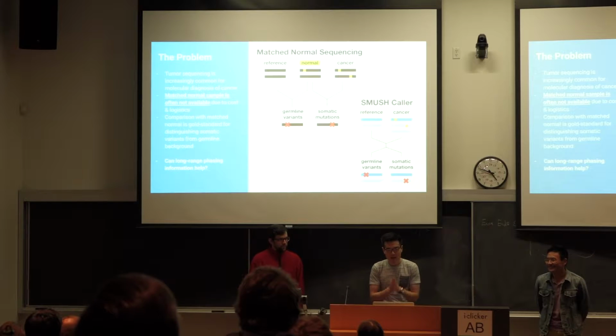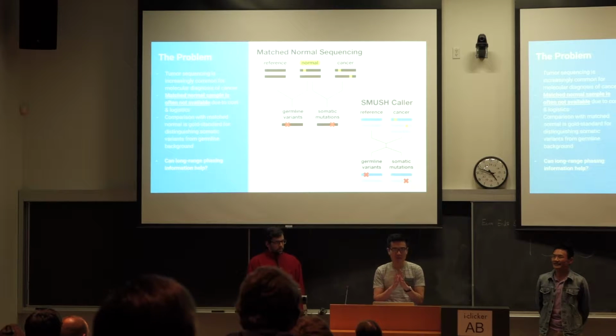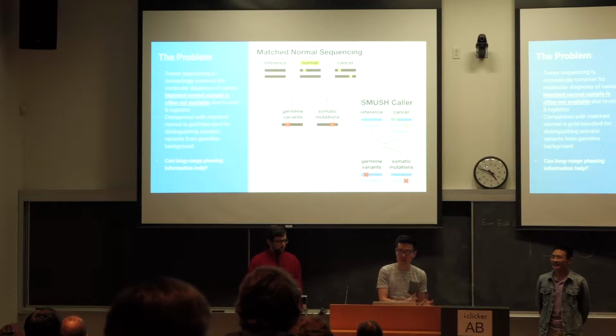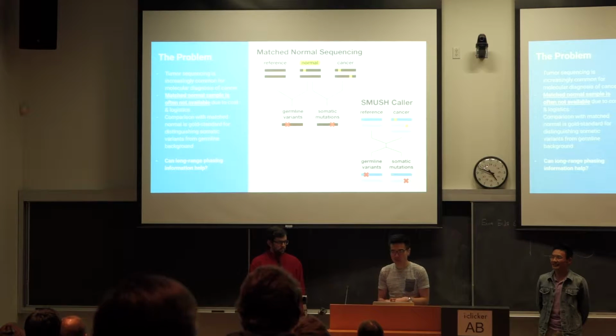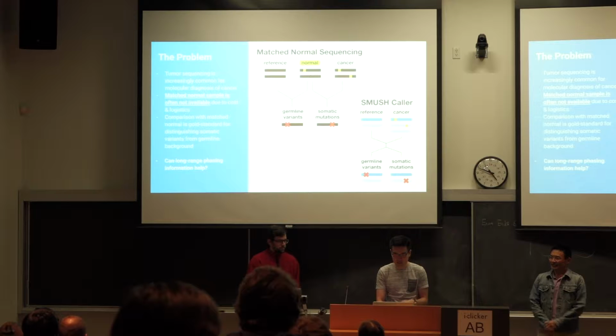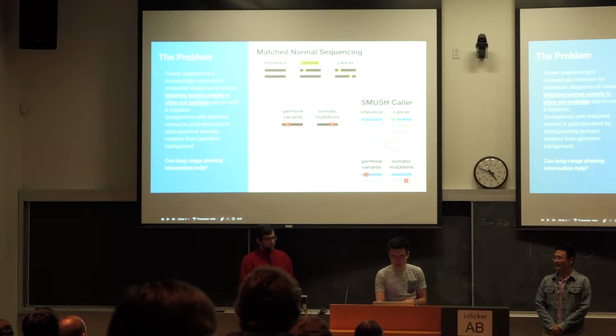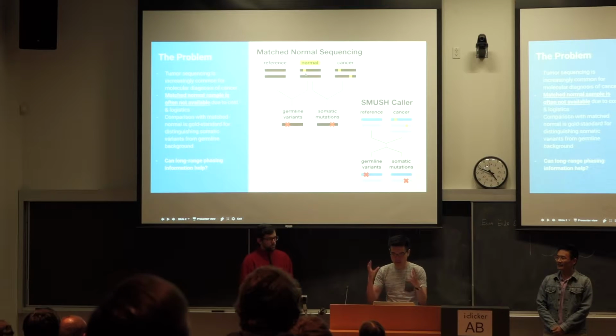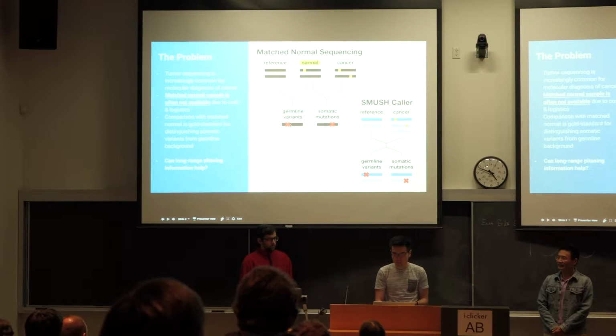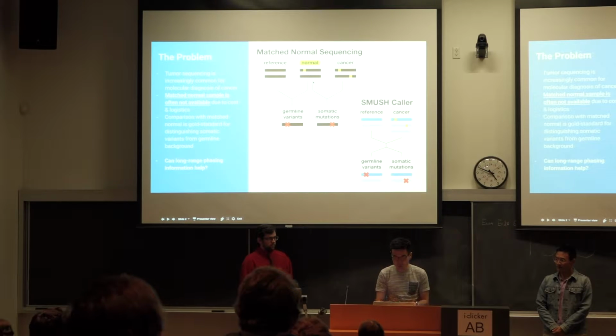This is the problem that as we move into the personalized genomics era, we're relying on next generation sequencing to allow us to target therapies to cancers. The classic way to do things is to use a matched normal sequence to allow us to infer somatic mutations and to infer germline mutations separate to that. And without a matched normal, the accuracy for inference goes way, way down.